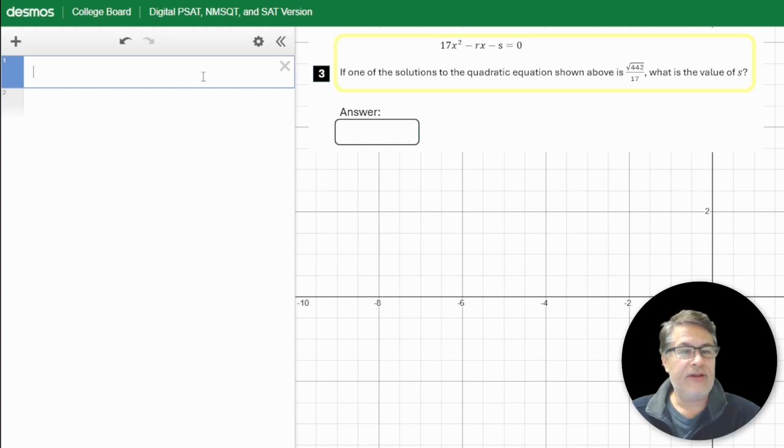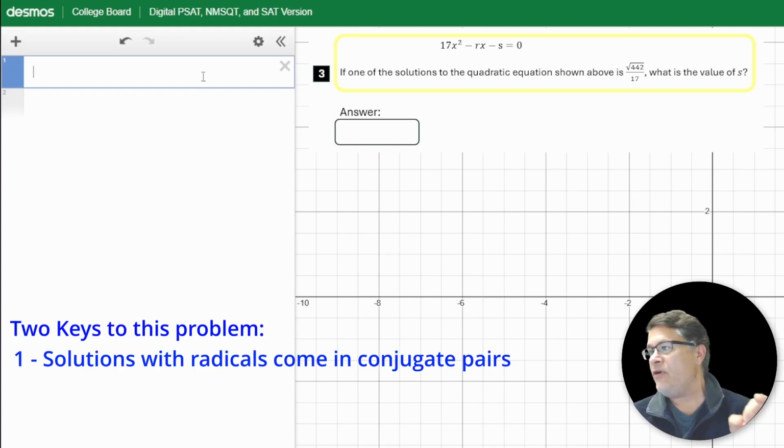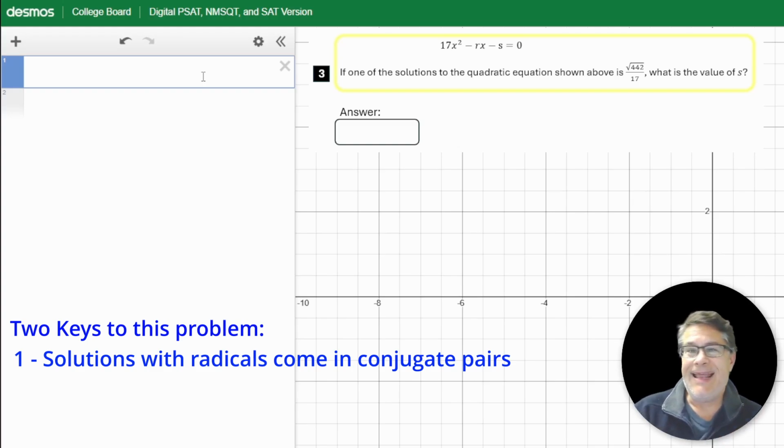Okay, things are definitely getting a little bit harder. And I have to admit that although DESMOS is going to be really helpful here, there's 2 key things that we have to know in order to solve this efficiently. The first thing is that if you know that one of the solutions is the square root of 442 over 17, the other solution is going to be the conjugate of that. So it's actually going to be negative square root of 442 over 17.